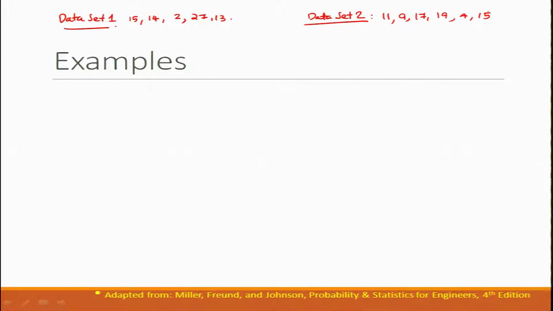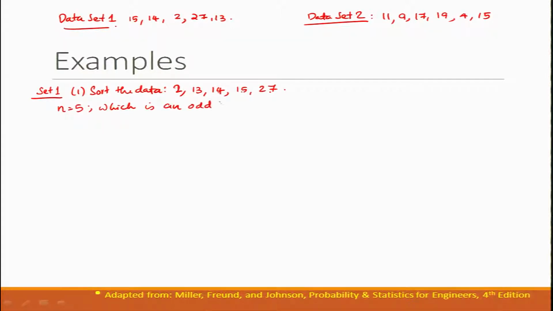So, let us start with data set 1. Step 1: sort the data. The sorting will give us 2, 13, 14, 15 and 27. So, the value of n is 1, 2, 3, 4, 5, equal to 5, which is an odd number.